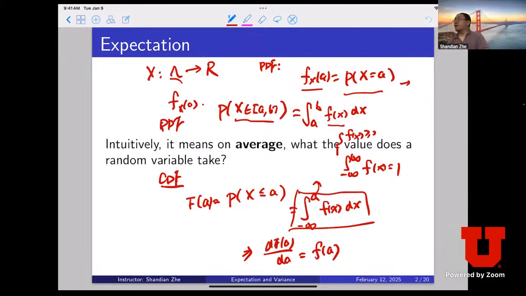Any questions so far? This is some kind of refresher for our minds, and then we get to our definition. So you can see almost all continuous random variables are characterized by PDF and CDF functions. Of course, in probability theory, there are additional functions of interest, like moment generating functions and characteristic functions, but those are not our focus.